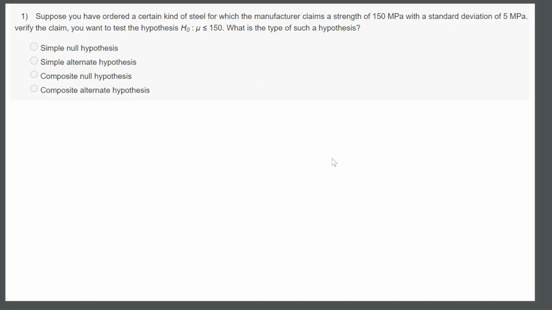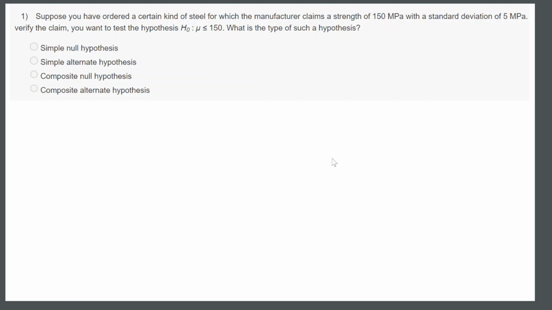So first question: suppose you have ordered a certain kind of steel for which the manufacturer claims a strength of 150 MPa with a standard deviation of 5 MPa. Verify the claim. You want to test the hypothesis H0: mu less than or equal to 150. What type of hypothesis is it?